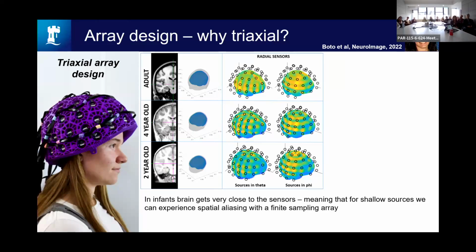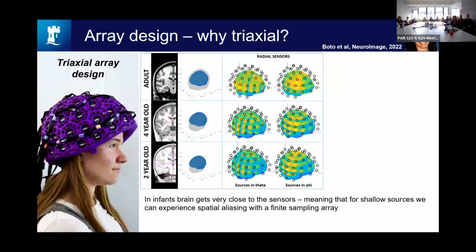And obviously, you've only got a certain number of sensors. So if you start putting the sensors across the head, what you can do is actually spatially alias the brain. So you get a sensitivity profile. This is a 2-year-old. You can see you get these hot spots. So you become really sensitive to a relatively small number of bits of brain.